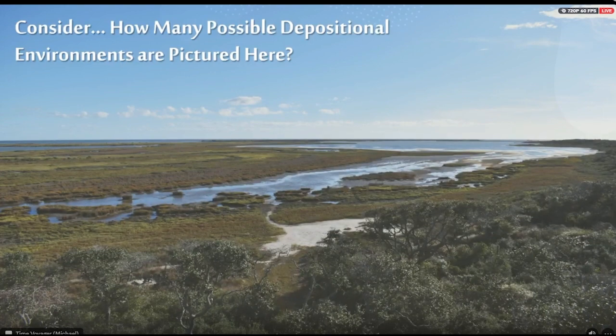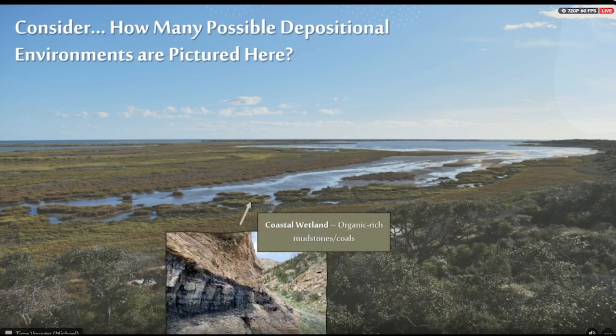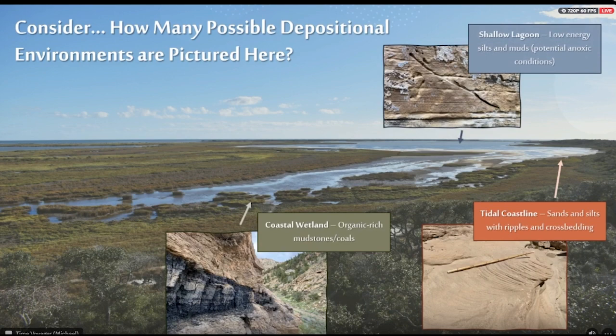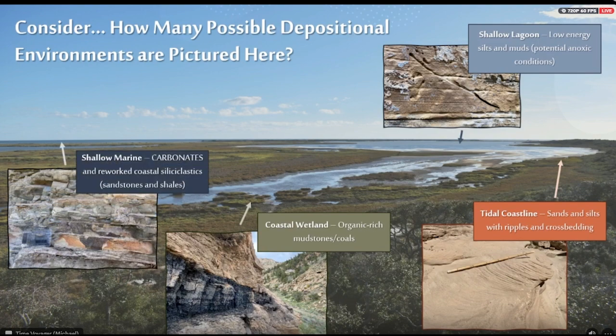Okay. So, it's more than you think. Up close to us, we have a coastal wetland here, which way in the future could potentially be represented by organic-rich mudstones and coals. Further away, there's a tidal coastline over here where you could get sandstones and siltstones with ripples and crossbedding. Further out, there's a little lagoon right there. That could be some low-energy silts and muds, maybe with some bioturbation, maybe even with potential anoxic conditions. And then way out in the back there, that's the ocean.